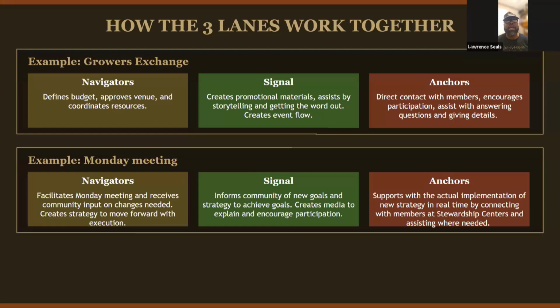All right, the next example is a typical Monday meeting, a typical week within Collectively Sustainable. At the Monday meeting, your navigators are going to be the ones facilitating it and receiving community input on changes needed. They also will be creating the strategy to move forward with execution, right? Signals are going to be informing the community of the new goals and the strategy to achieve them. They're going to create the media to explain and encourage participation, right? And then the anchors, lastly, are going to be supporting the actual implementation of the new strategy in real time by connecting with the members at the stewardship centers and assisting where needed, right?